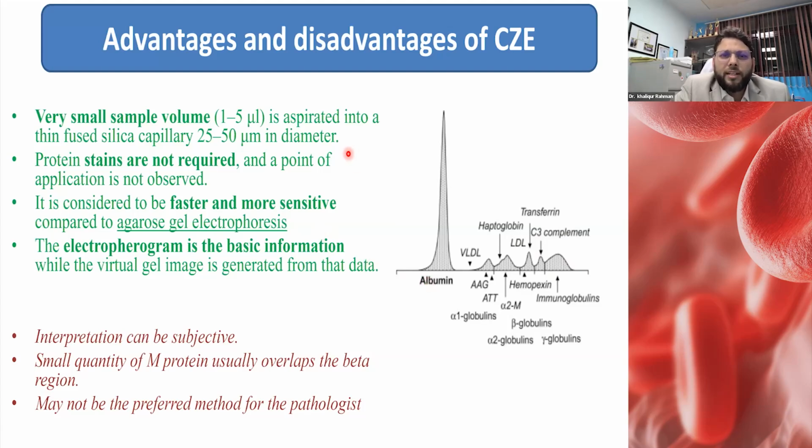But there are certain disadvantages. Many times the separation of one peak from other peaks becomes subjective. A small quantity of proteins usually moves towards the beta region. And this may also be operator or pathologist preference: when you see a gel and band, you are more comfortable compared to seeing multiple peaks. So in our labs also we tried, but we are still more comfortable with gel electrophoresis. That's how we prefer that.